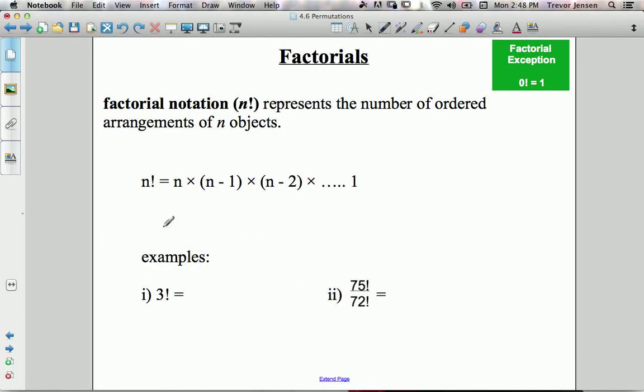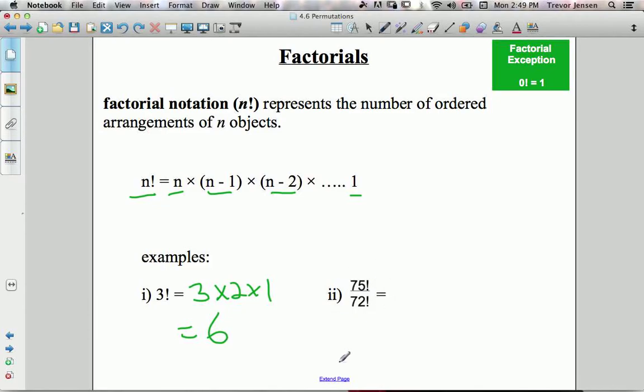Okay, well, let me just show you this here just to help make sure you're okay with solving factorials. Factorial notation, so it's an exclamation mark, that means factorial. It represents the number of ordered arrangements of n objects. So for example, if we have n factorial, to expand that out, you reduce n by 1 each time. So after n would be 1 less than n, then 2 less than n, all the way down to 1. So 3 factorial, we went through that, it means 3 times 2 times 1, which equals 6.